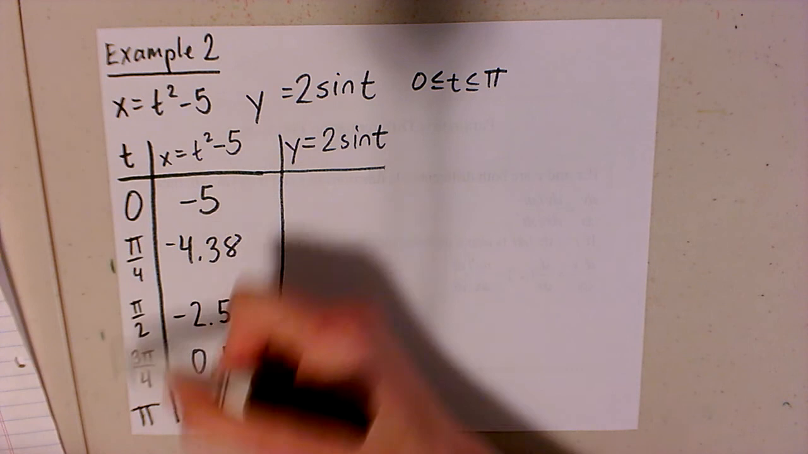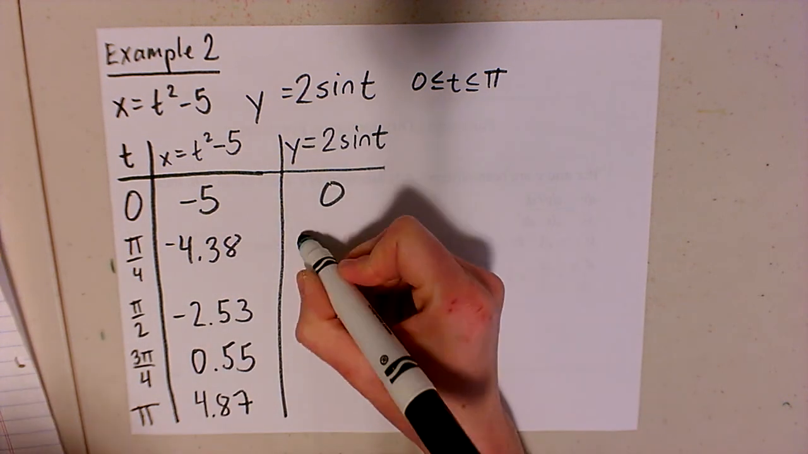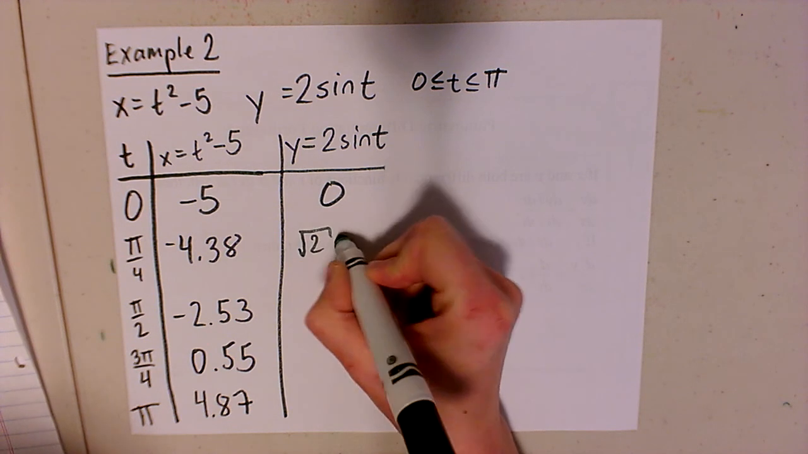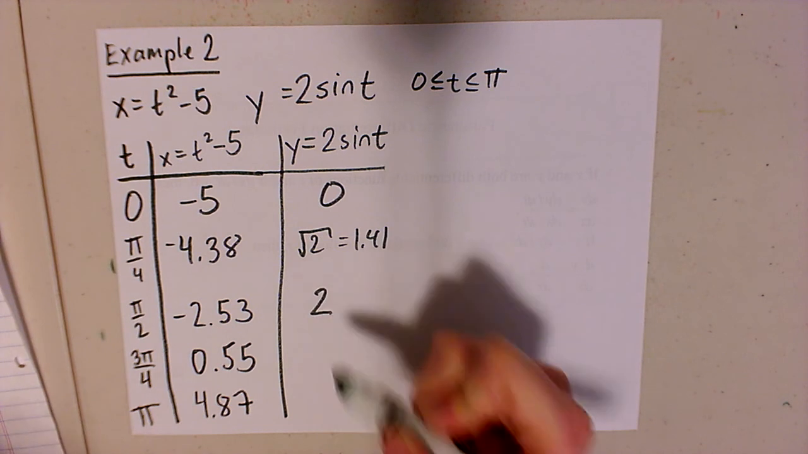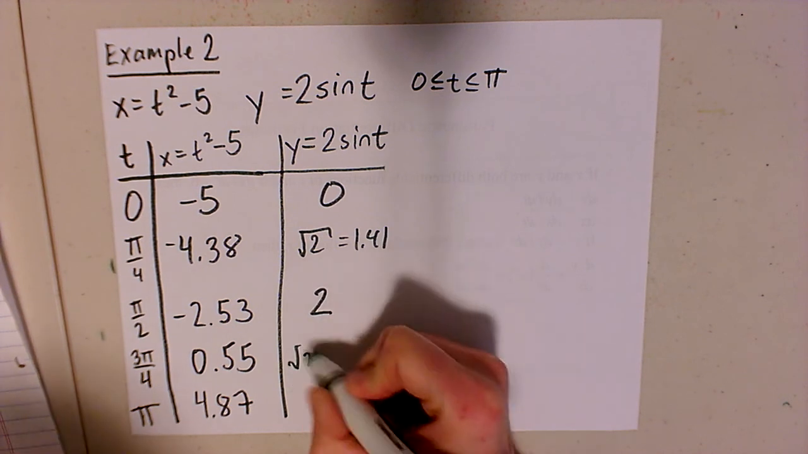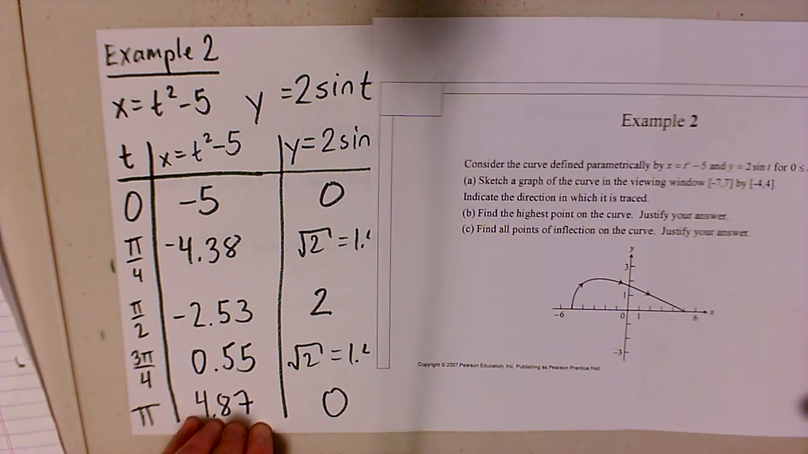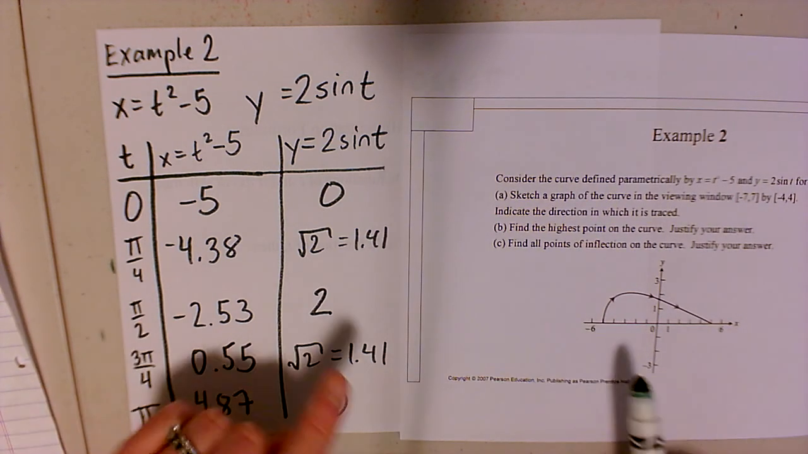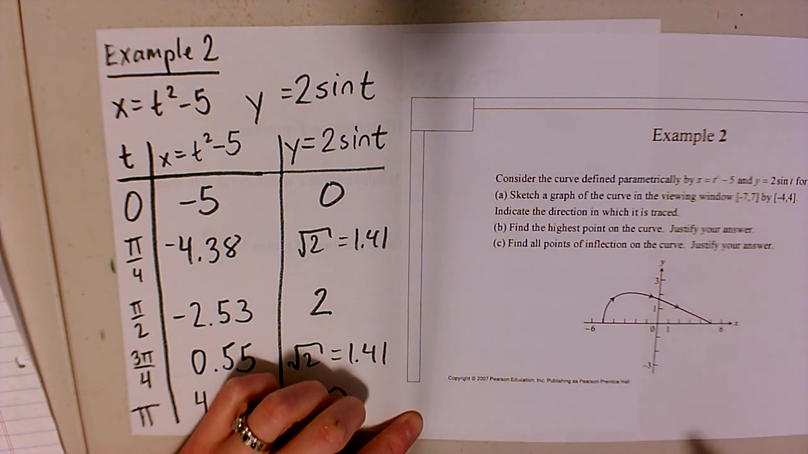Now I can take these same values for t and plug them into 2 sine t. So I'll get 0. Plugging pi over 4 in gives me root 2, which is 1.41. Plugging pi over 2 in gives me 2. Plugging 3 pi over 4 in will be root 2 again, which is 1.41, and then plugging pi in will just be 0. All of these points are already plotted for us, and you can see how we would put these points on this graph, with our x-axis running horizontally and then our y-axis.